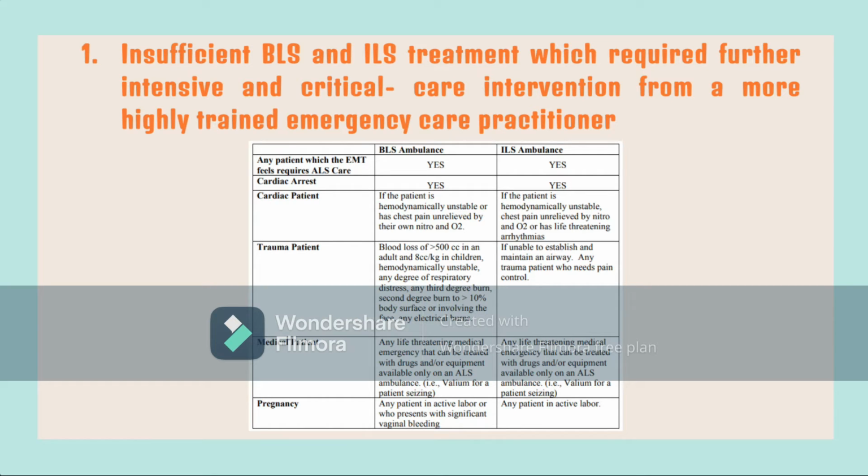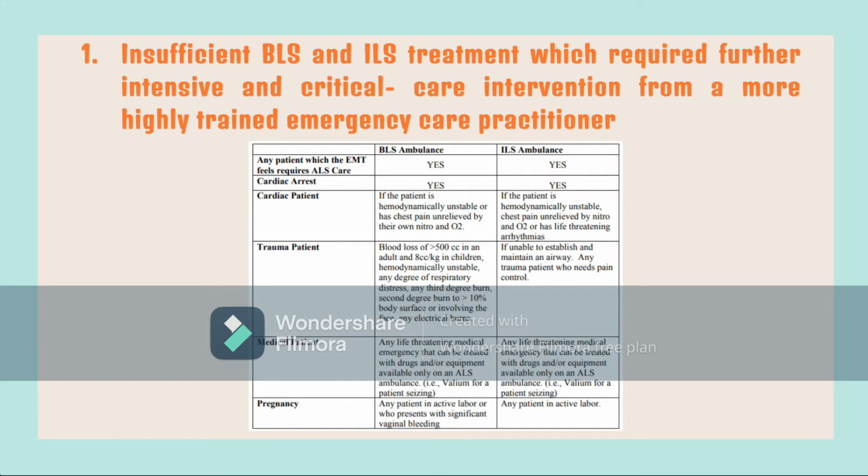If there's a cardiac arrest patient, both the BLS and the ILS should refer it to advanced life support. So for the cardiac patient, if the patient is hemodynamically unstable or has chest pain unrelieved by their own nitro and oxygen, the BLS should refer it to ALS.